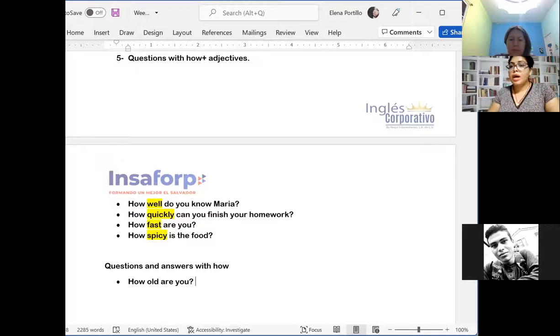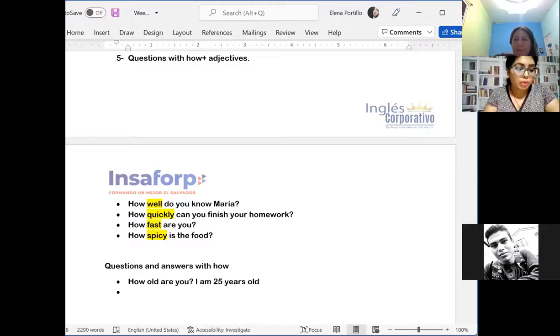So in this case, we have this question that is very, very common to ask when we are establishing a conversation with someone that we don't know. And this question is to ask for information. Esta primera pregunta es bastante básica y la utilizamos para obtener información de otra persona cuando no la conocemos. Esto habla de la edad. How old are you? And the very common answer for this question is, I am 25 years old.